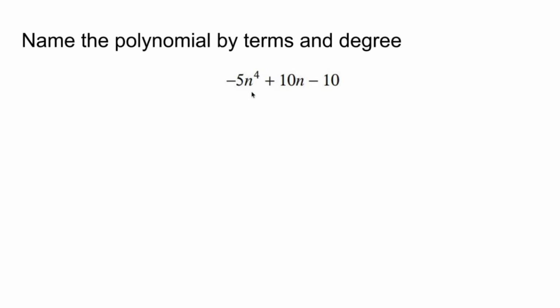Name the polynomial by terms and degree. All right, well, first off, terms. We've got 1, 2, 3 total terms, which makes it a trinomial. Now, my highest degree is the largest exponent attached to a variable, which is going to be 4. If 4 is your largest degree, that makes it a quartic.